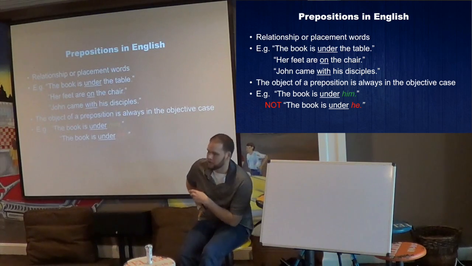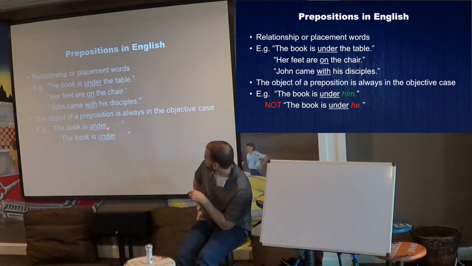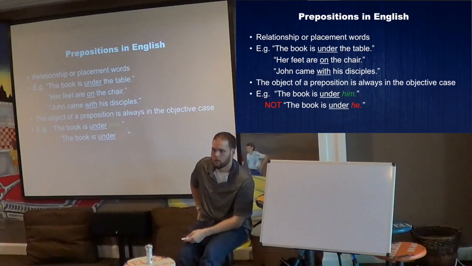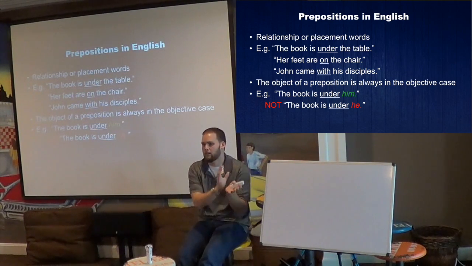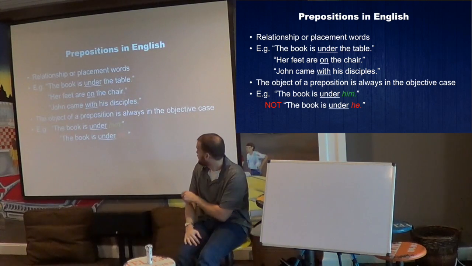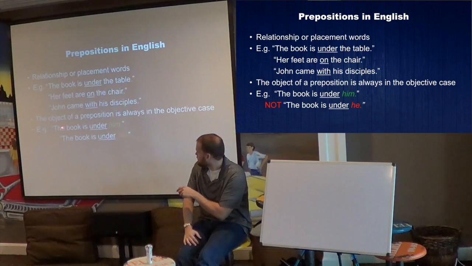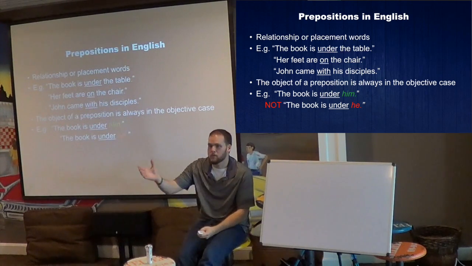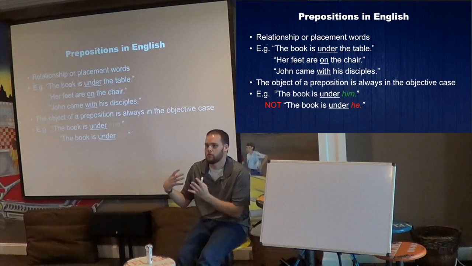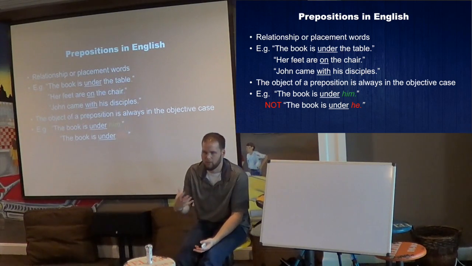You always use it in the object case, and the object case is most easily seen in pronouns in English. So the book is under him. You would not say the book is under he. He is the subjective case in English. We actually do have this in English, just not a whole lot of it. That would be improper. You wouldn't say that. Right? You would say the book is under him, because him is the objective version of the pronoun he. You with me?